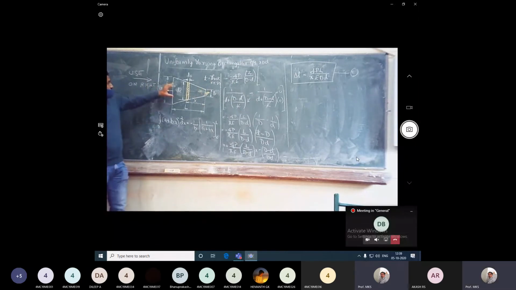So same thing, you need to use the principle of similar triangle. So what is the width of the elemental length dx considered? Find out width dx. So you'll get something like b plus (a minus b) into x by L as width, right? And finally, you will get an expression for change in length.